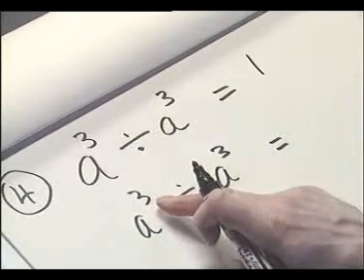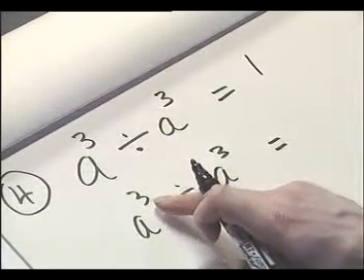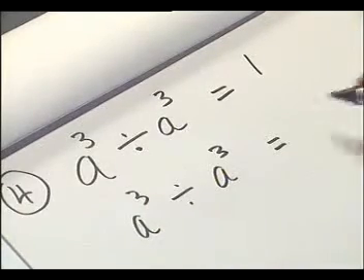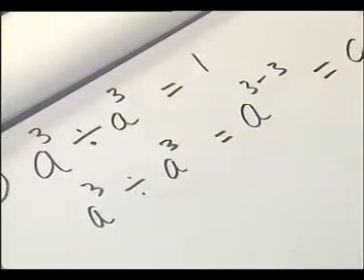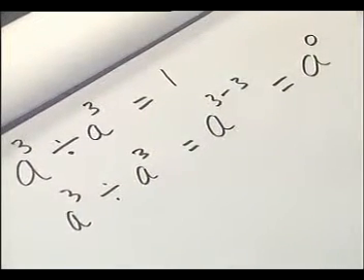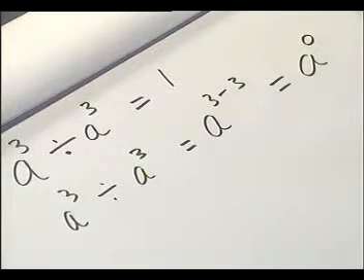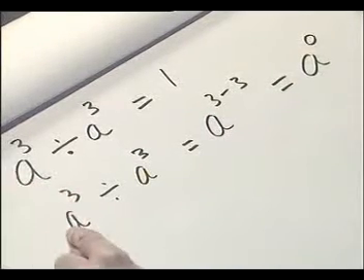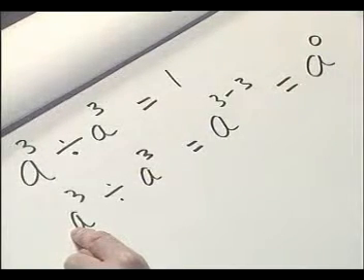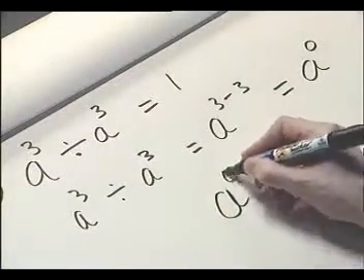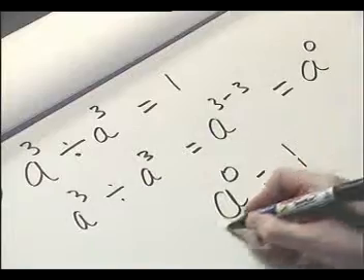Fine. Let's do it using our laws of indices, our rules. We can use rule number 3 for this: if we want to do this, we subtract the indices. So that's a to the power 3 minus 3, which is a to the power 0. So, what have we done? We've done the same calculation in two different ways. We've done it correctly in two different ways. So the answers that we get, even if they look different, must be the same. And so what we have is a to the power 0 equals 1.